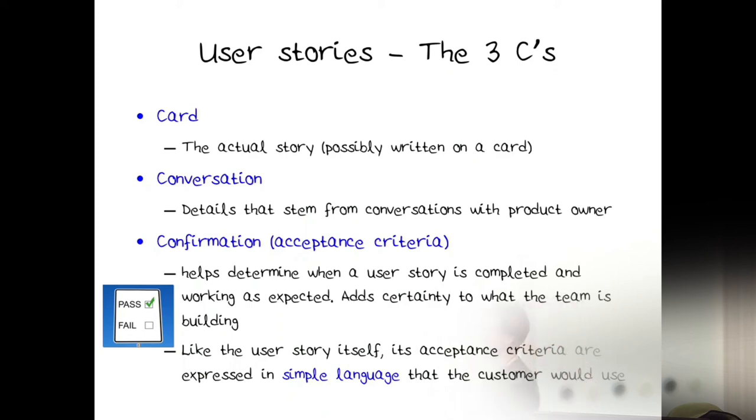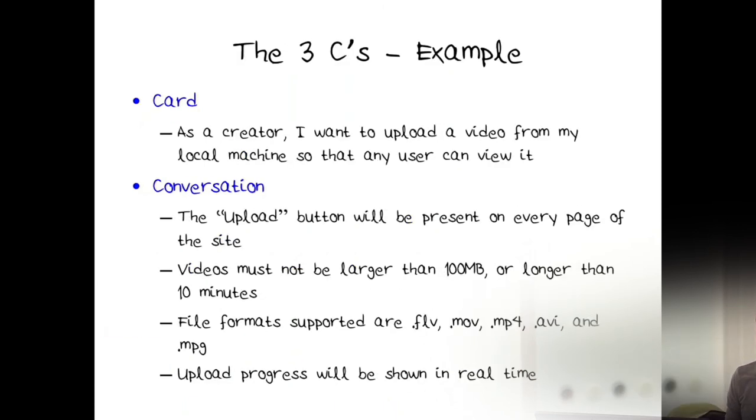And confirmation, acceptance criteria. This helps determine when it's completed. Acceptance criteria are also expressed in simple language. Right? There are no formal test cases or anything like that, no formalism at all. And we'll see examples of these.